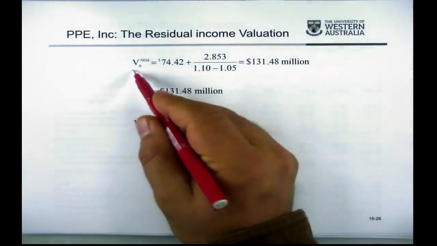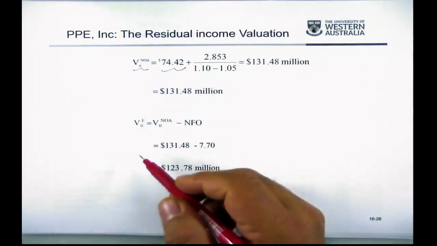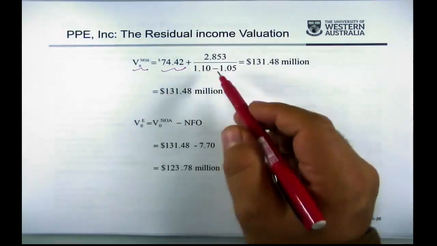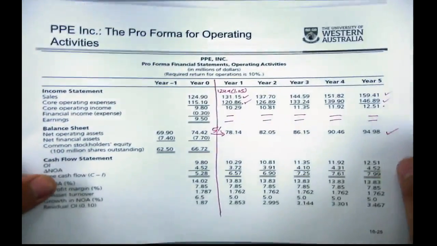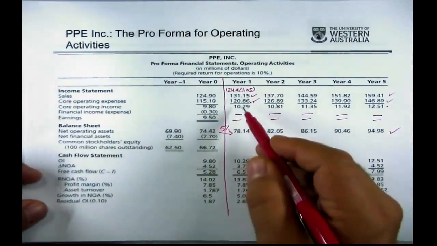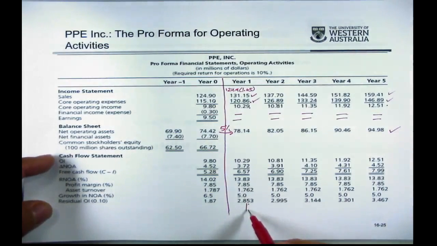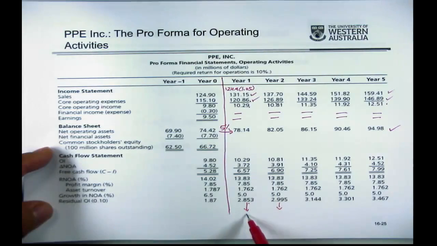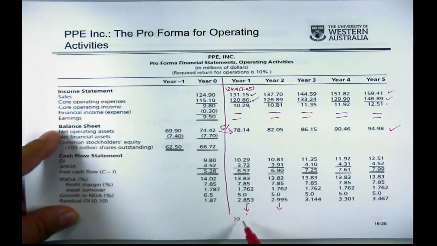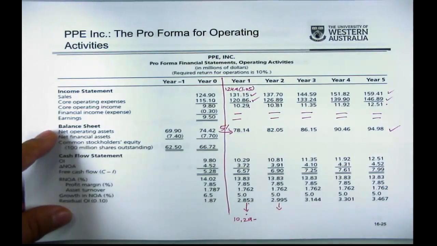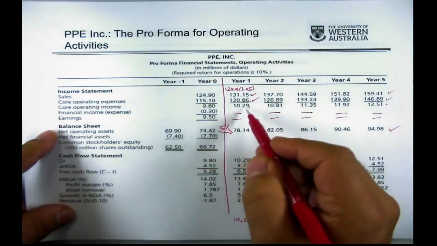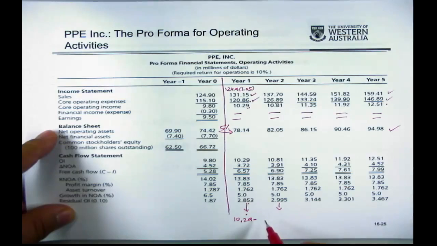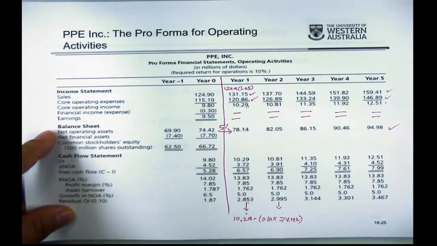The value of net operating assets is equal to the current book value of net operating assets plus the capitalized residual operating income. As we can see, this is the operating income and this is the residual operating income. We calculate the first one. This one is calculated as 10.29, the expected operating income, minus the product of the cost of capital, 10%, and the lagged net operating assets, 74.42. Okay? So this is the residual operating income.